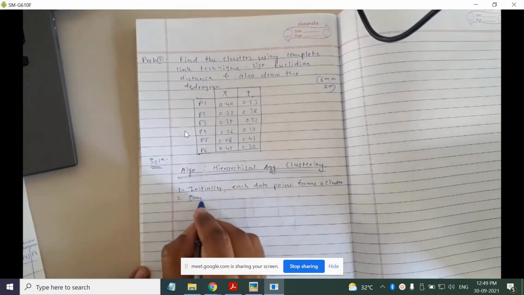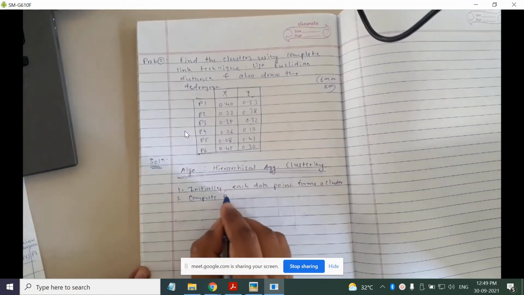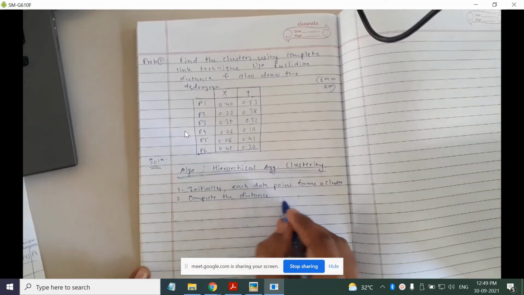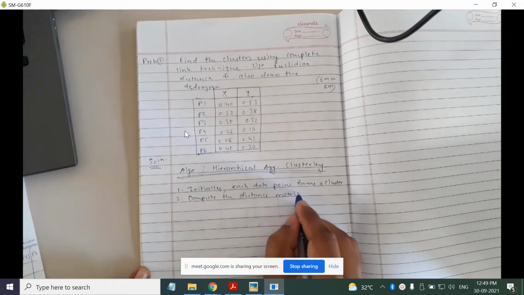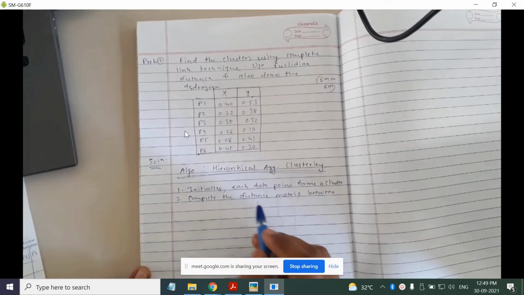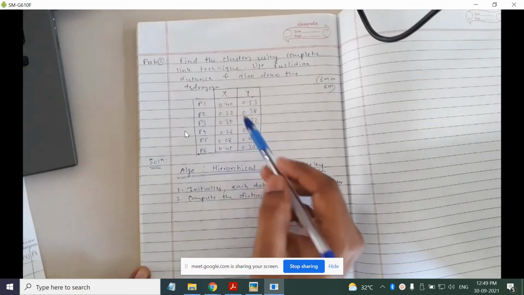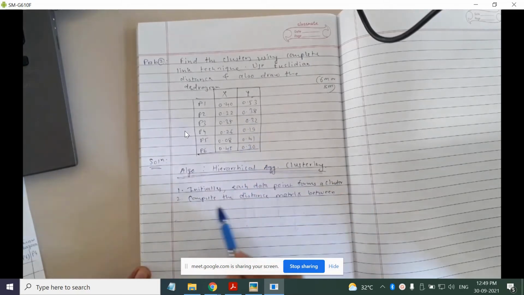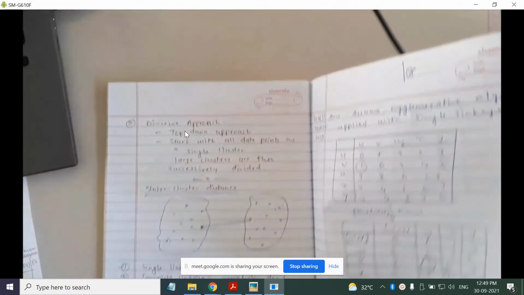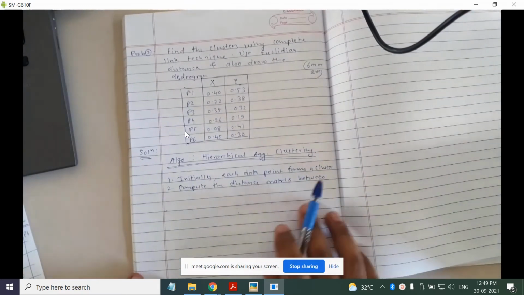Compute the distance matrix between the clusters. This algorithm is assuming that the coordinates are given. That's why it says compute the distance matrix. But in the first problem, the distances were directly given, right? So compute the distance matrix between the clusters.